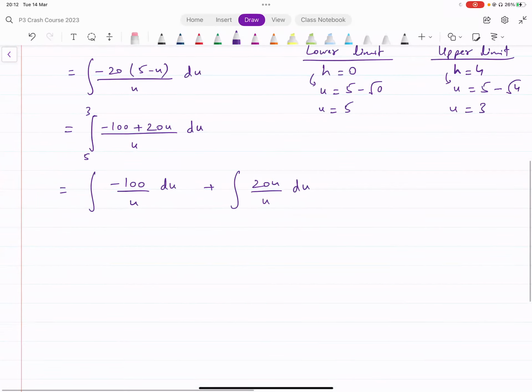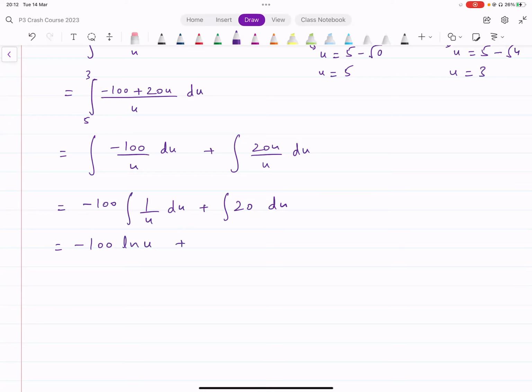Now, what's the integral of 1 over u? It's ln of u. That's what you get from the first expression. What's the integral of 20? If it was x, for instance, and you were integrating 20, integral of 20 would be 20x. Here, the variable is u. So the integral of 20 is going to be 20 times u. All right, so instead of x, you would have u here. Now, once you're done with the integration part, you input the limits and see what that gives you.